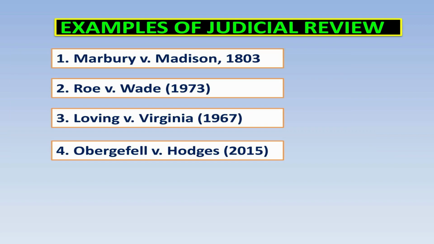Examples of judicial review in practice. Over the decades, the Supreme Court has exercised its power of judicial review in overturning hundreds of lower court cases. The following are just a few examples of such landmark cases. Number 1, Marbury versus Madison, 1803. Number 2, Roe v. Wade, 1973. Number 3, Loving v. Virginia, 1967. Number 4, Obergefell v. Hodges, 2015, and many others.